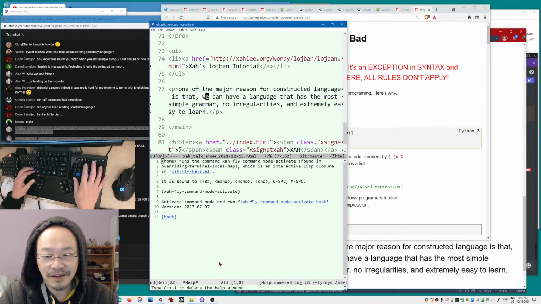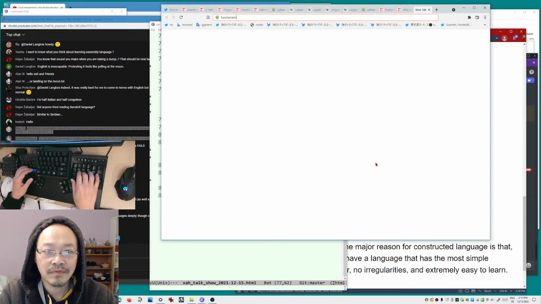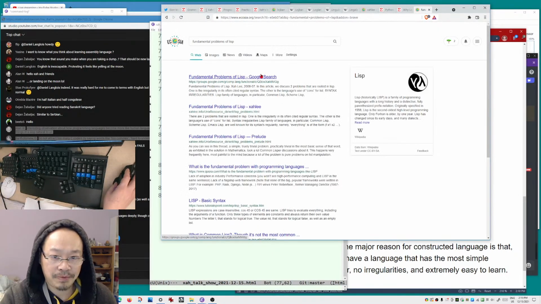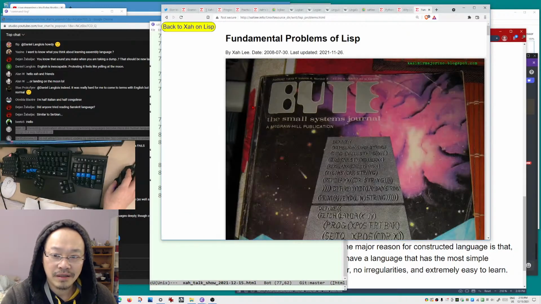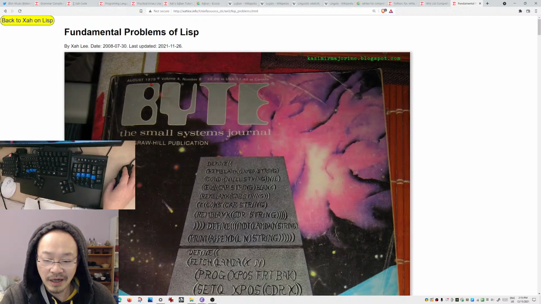So for example, let me talk about this. The Fundamental Problems of Lisp. That is my article. You go there. Here's the article, The Fundamental Problems of Lisp, written in 2008.